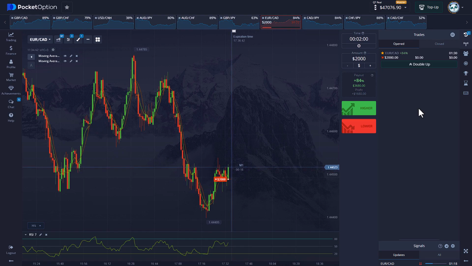Now I will for sure use the double up. I need to do this twice because I entered with $2,000, so now I basically must do it twice to cover my loss and to make enough profit. And let's wait for this candle to close. Let's see how the next candle will behave.